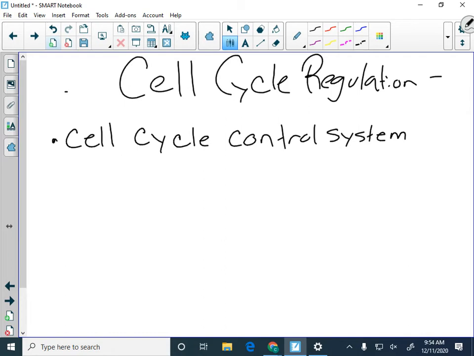Cell cycle control system. There is a cyclically operating set of molecules. So there are molecules within the cell whose concentrations rise and fall in a repeating pattern. And those rises and falls of concentration trigger and coordinate the events of the cell cycle. So everything that controls the cell cycle relies on these molecules.